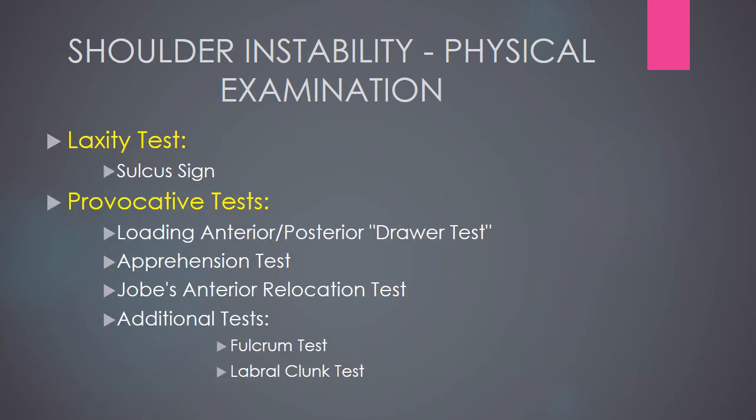So some of the tests that we use for the assessment of shoulder instability include the sulcus sign, which is one of the laxity tests. We use the loading anterior and posterior drawer test. We use the apprehension test, which was the one singular test that I learned in chiropractic school. We use the Jobe's anterior relocation test as a validity maneuver for the apprehension test. And then there are some additional tests, such as the fulcrum test and the labral click test. So let's go over these tests.